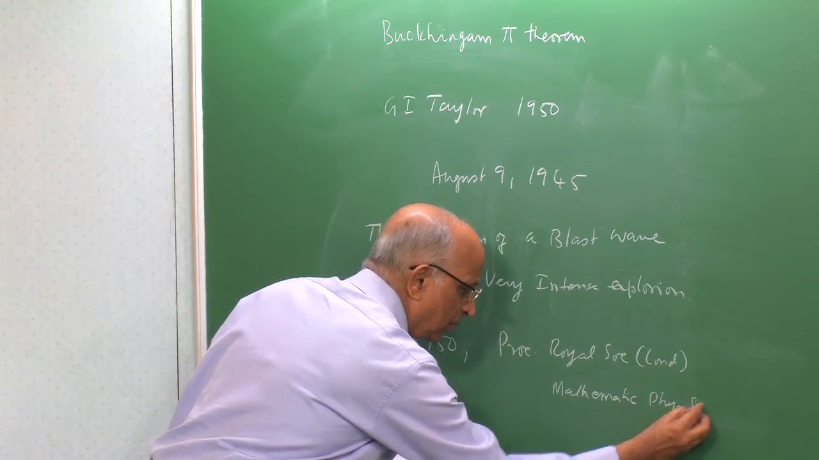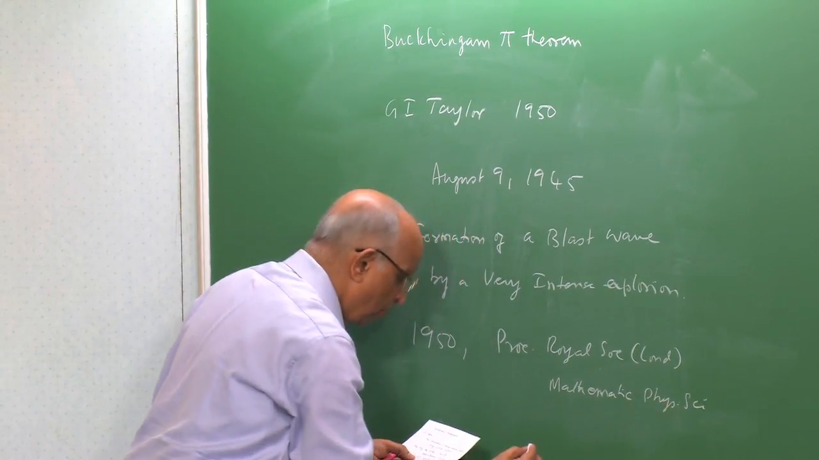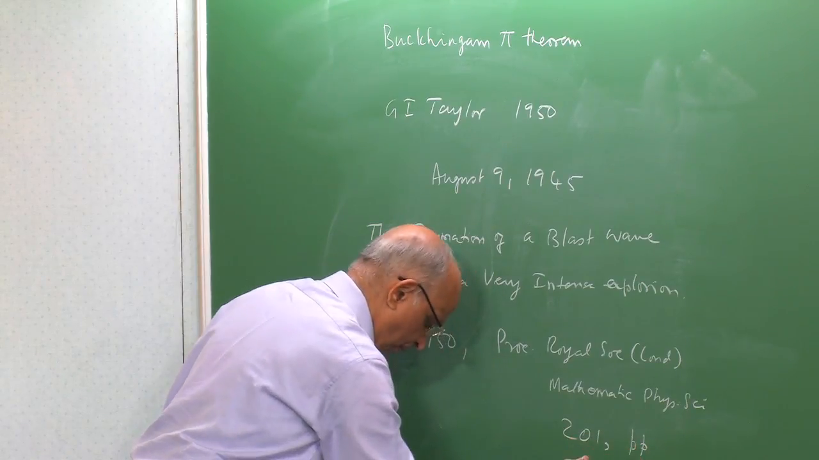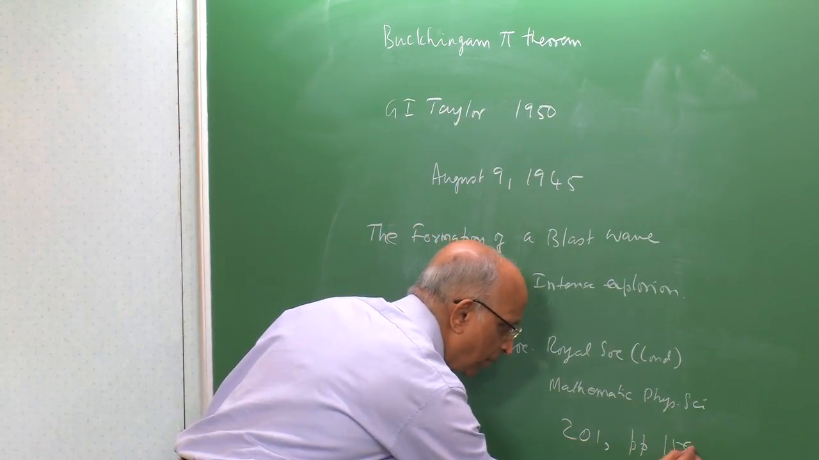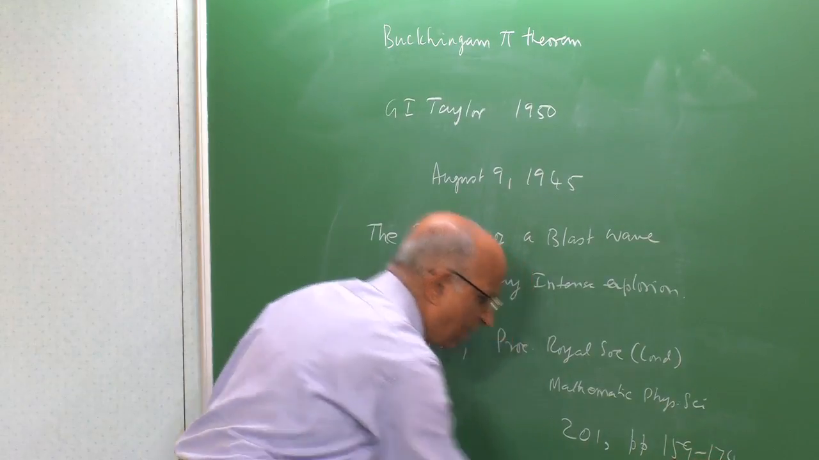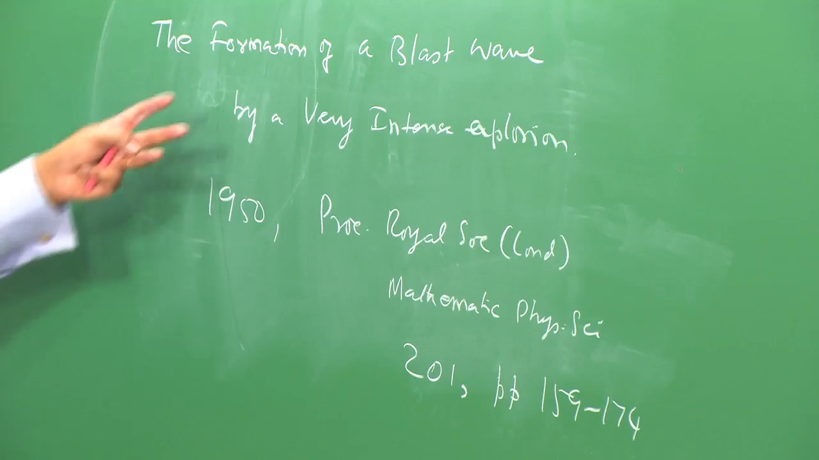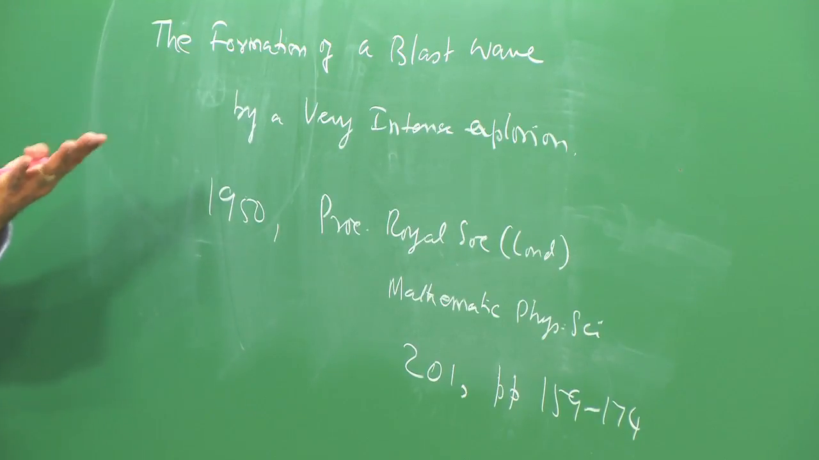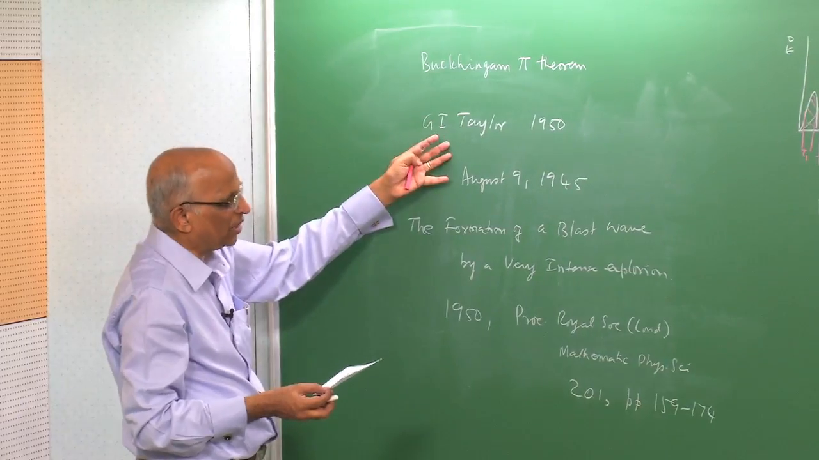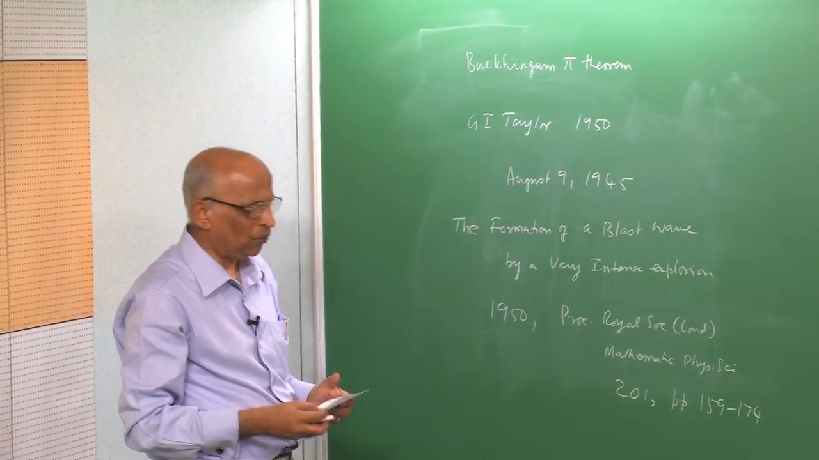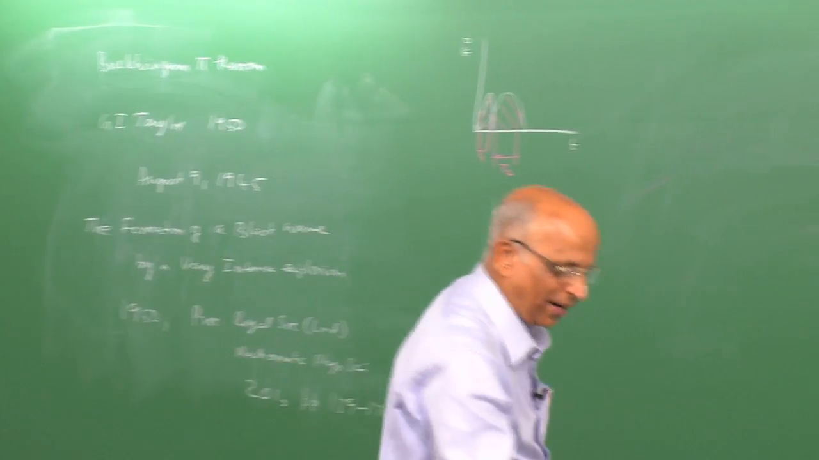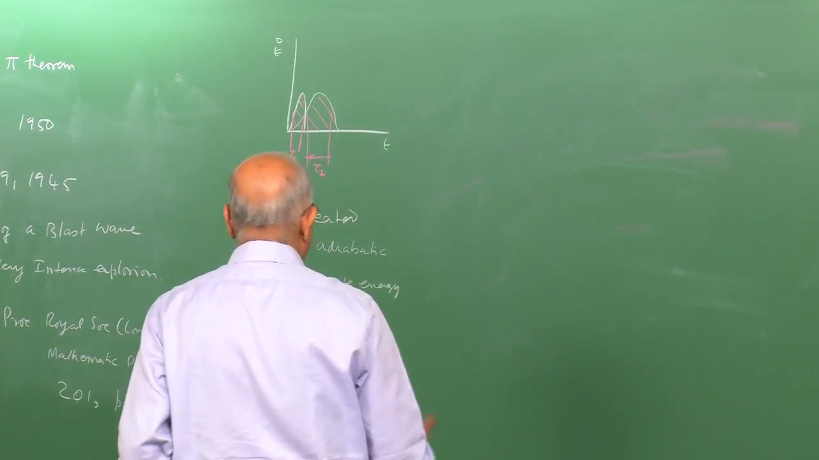The volume number is 201, between pages 159 to 174. It is available on the net and it is a beautiful paper. I would strongly urge you to read it. It gives you a feel for how to go about doing the dimensional analysis, which we will now do. Having said this, let us go back and try to see how we do the dimensional analysis.